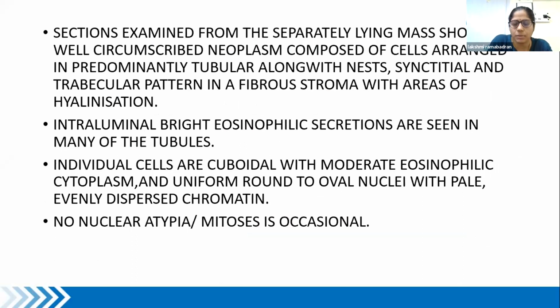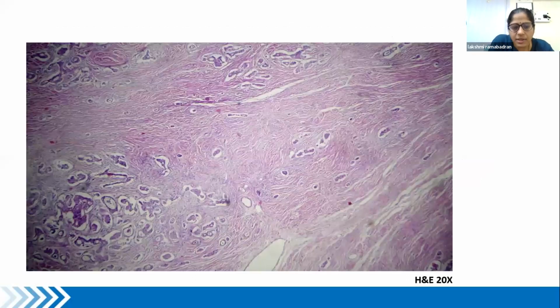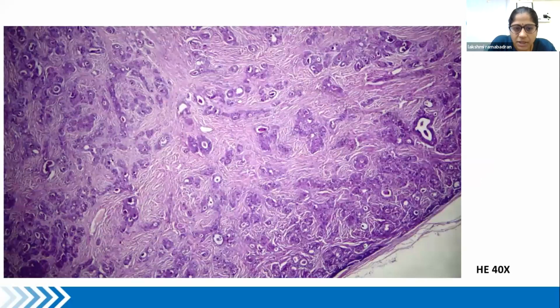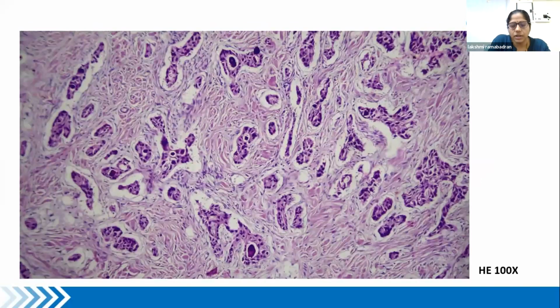The tubes were unremarkable. However, in this mass there was a well-circumscribed neoplasm comprising cells arranged predominantly in a tubular pattern. It was also arranged in nests, insular and trabecular patterns, with a very fibrous stroma. There were very bright eosinophilic secretions in many of the tubules. This is the low power picture, and this is the 40x picture of the same. It had a very different look to it.